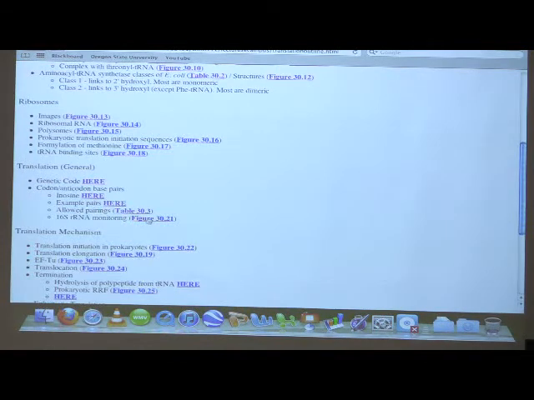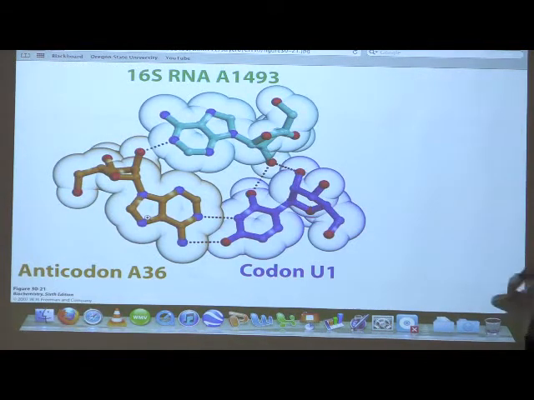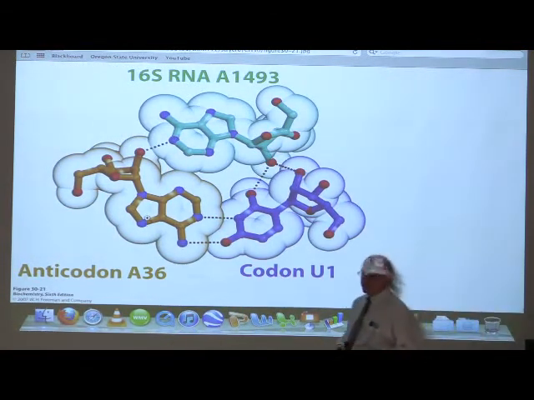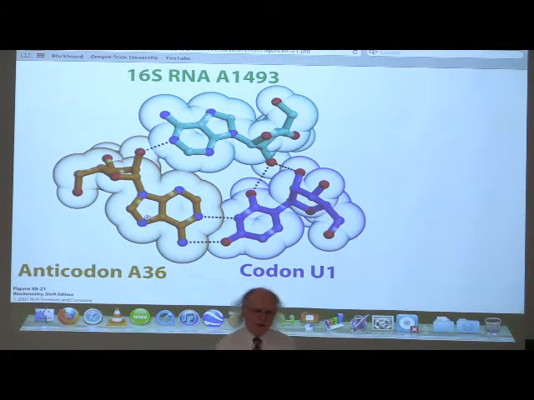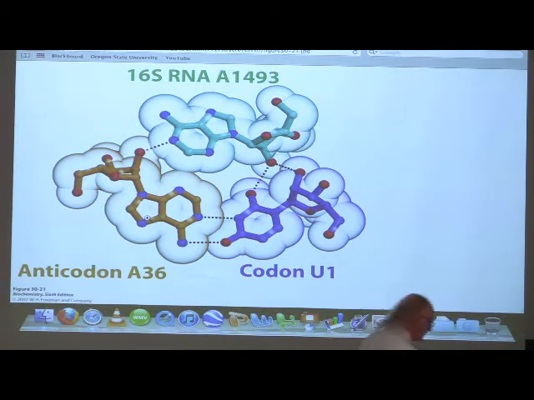Okay. Now, one of the things that we have to think about is, well, how does the process of translation go on? And in prokaryotes, the problem is actually kind of a complicated one. There's a couple of reasons.